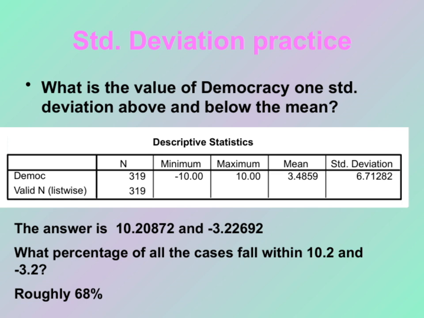Speaking of standard deviations, let's consider the concept of one standard deviation above and below the mean for democracy. If we take the mean as our center point, then adding one standard deviation to it gives us the upper boundary, and subtracting one standard deviation gives us the lower boundary. This helps us understand how much variation there is around the average.